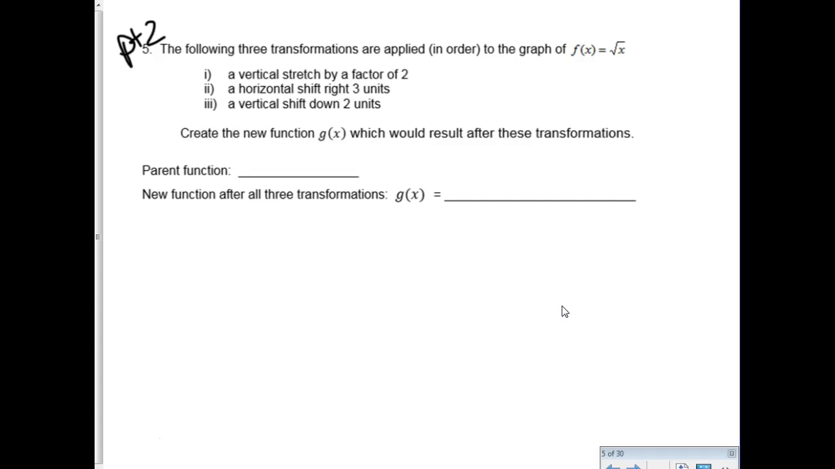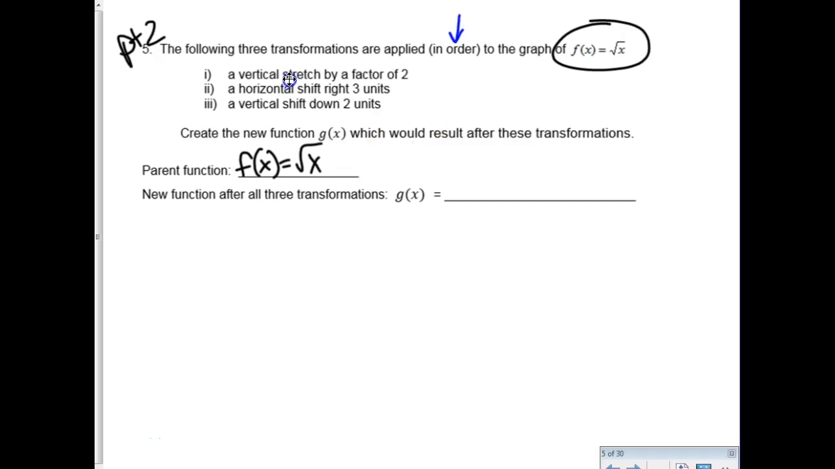So now we're on number 5. So we have our friend the square root function, and it says what's the parent function? That's this guy over here. They already told you that. Just make sure you know you're using the right parent function. And then apply these transformations in order.